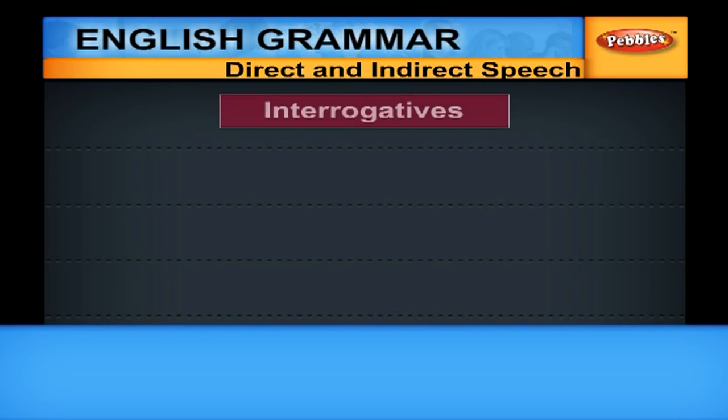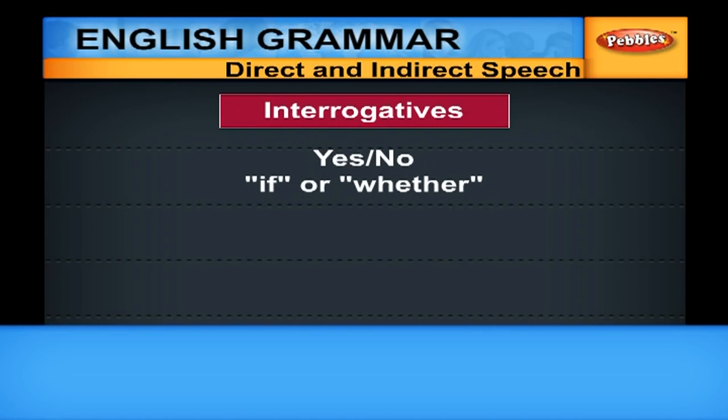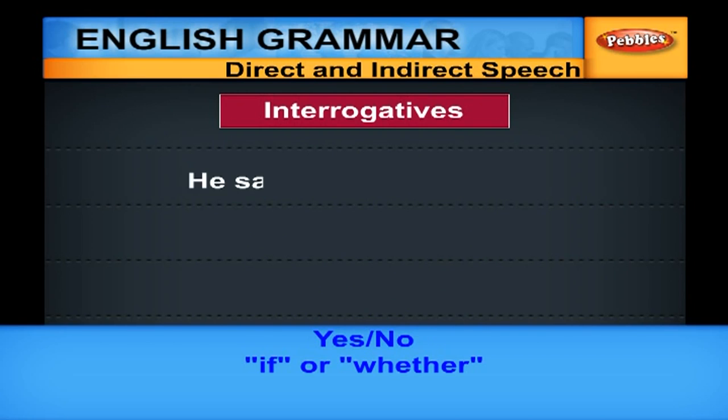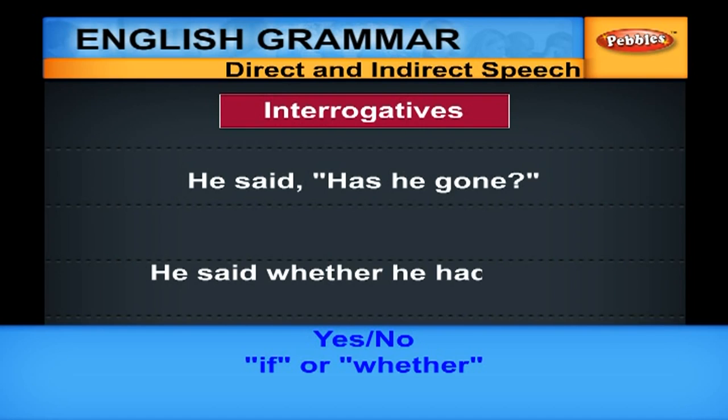Now we take up interrogatives. In the case of interrogatives, which are yes or no questions, the conjunction will be either if or whether. He said, "Has he gone?" He said whether he had gone. Here you have to be careful. The interrogative has to be changed into a statement format. You should not say, he said, if had he gone. Wrong usage.